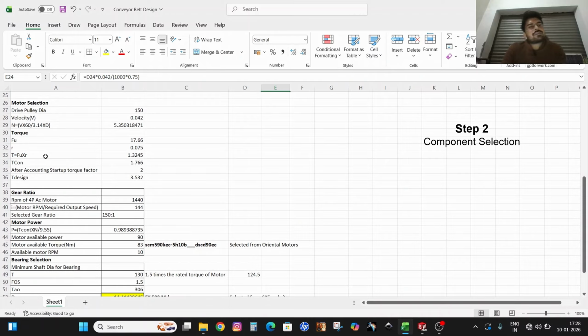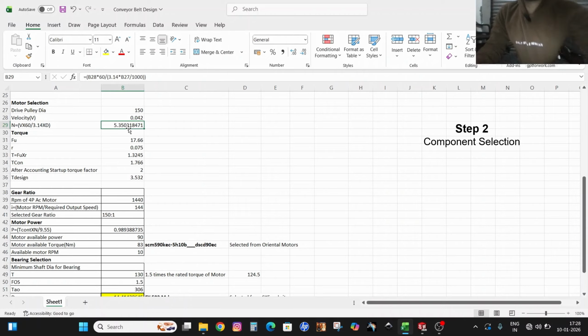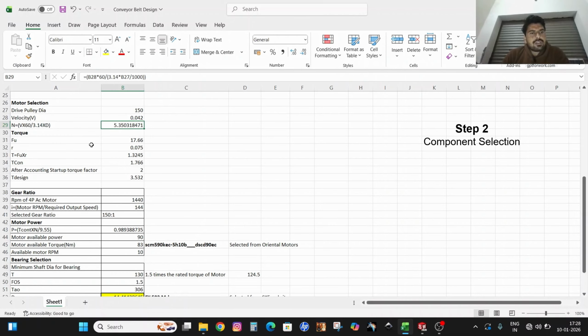For that, the drive pulley diameter is 150 mm and the velocity is 0.042 meters per second. The RPM from there will be calculated as V times 60 divided by 3.14 times D, which comes out to be 5.35. Now the torque on the motor: Fu is 17.66, which is the full load, and R of the roller is 0.075 meters. Then the torque will be 1.3245.